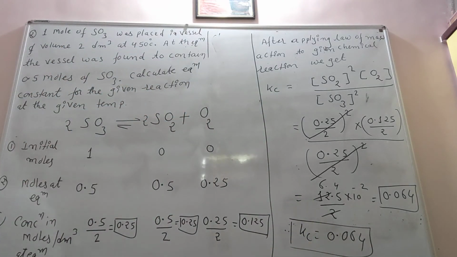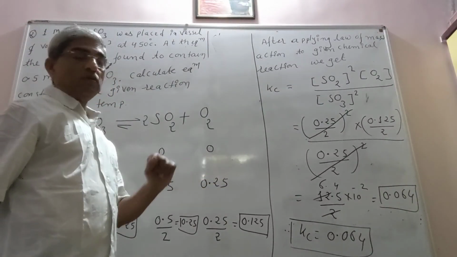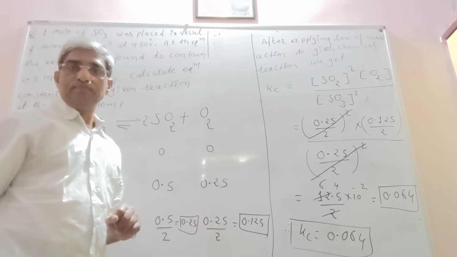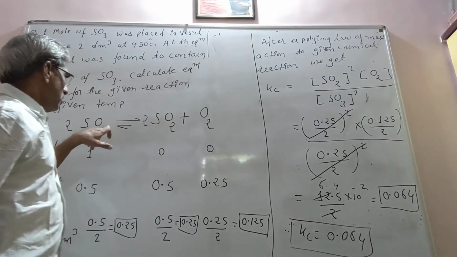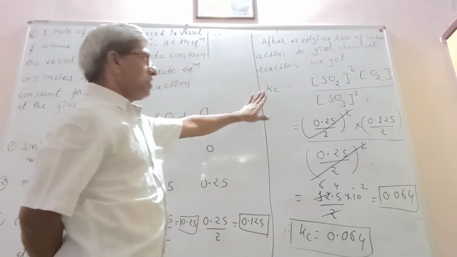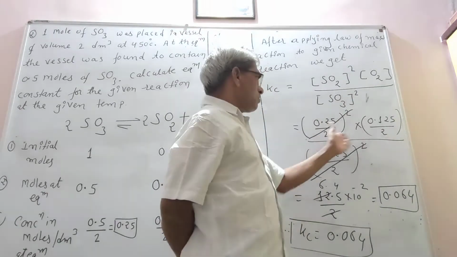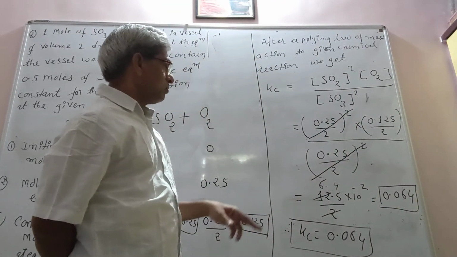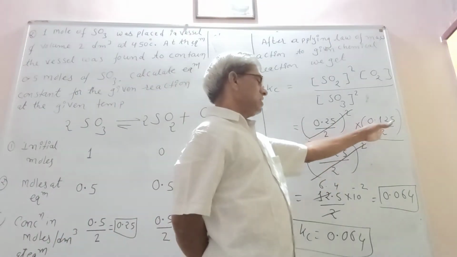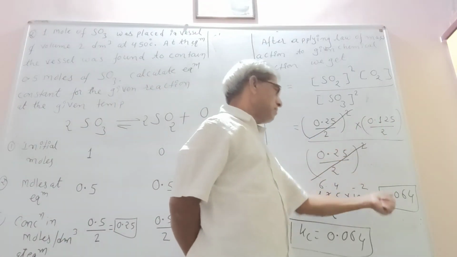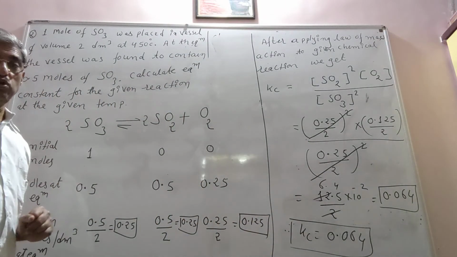Simple mathematics, right? Any doubt about this numerical? I will repeat the same. We applied law of mass action to this equation, then we get this equation. Then we have the values of these concentrations. We substitute these values. Right? 0.25 divided by 2 get cancelled. Left only this data. We divide this. Answer becomes 0.064. Right? This is the second numerical.